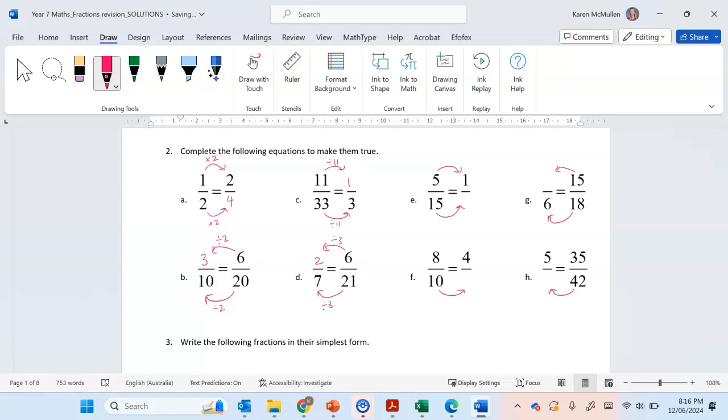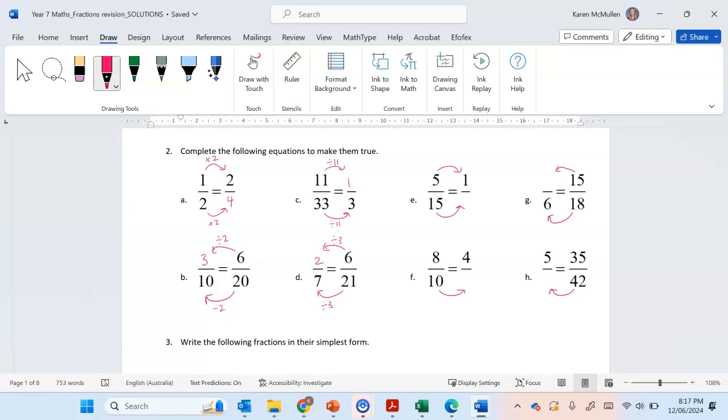Now you'll notice with all of them, I do the same thing to the top as I do to the bottom. That is what equivalent fractions are. You're making it either bigger or smaller. You make your numerator and your denominator bigger or smaller, but the actual fraction itself stays the same. The portion that you have stays the same.